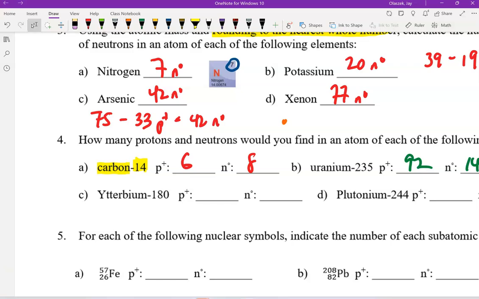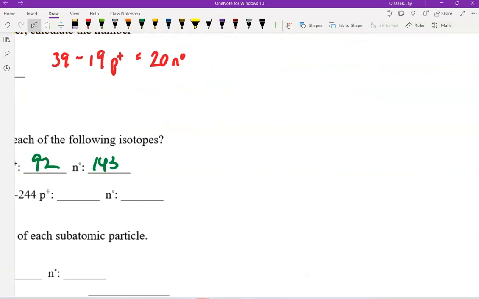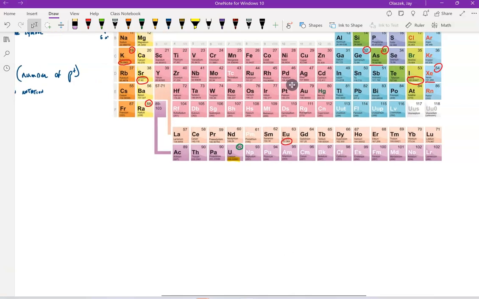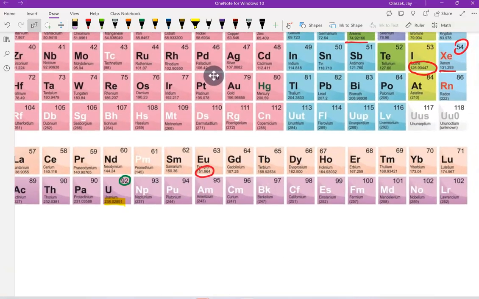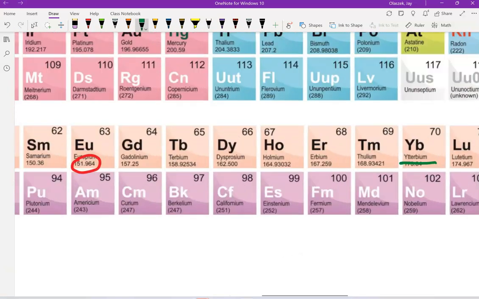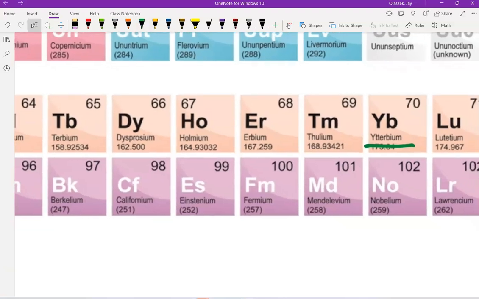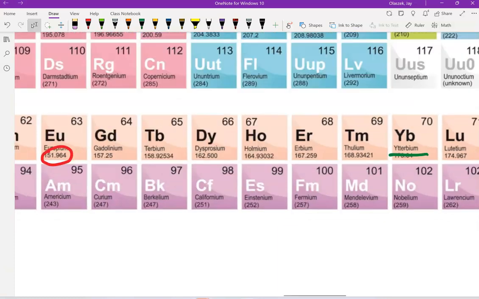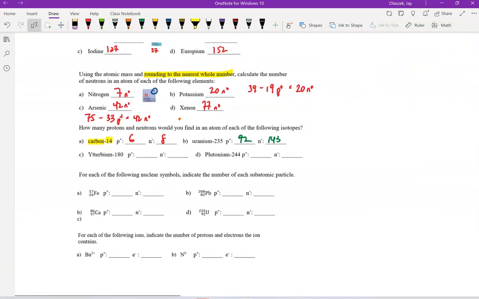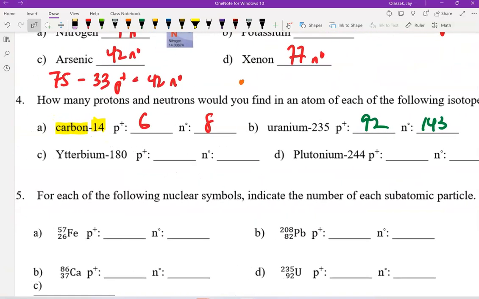here is ytterbium-180. Ytterbium is a big element. It's radioactive. It's here in the bottom. Ytterbium, we see it right here. And it's got 70 protons. This particular example of ytterbium has got an atomic mass of 180. So what we're going to do, since we know it has 70 protons, we can record those here.